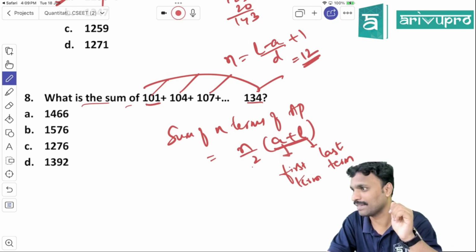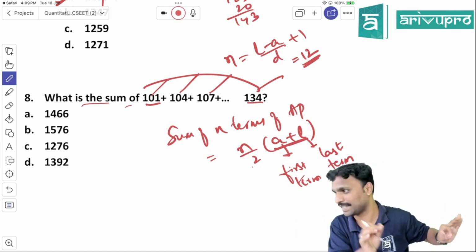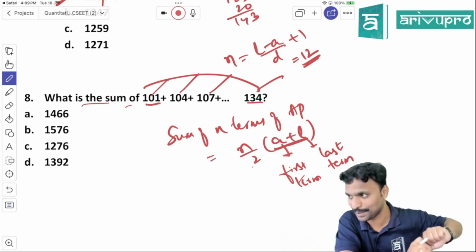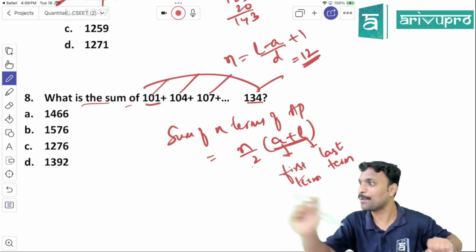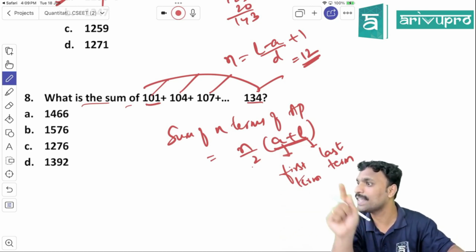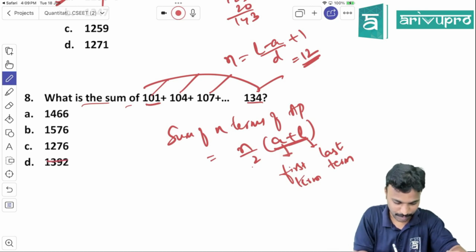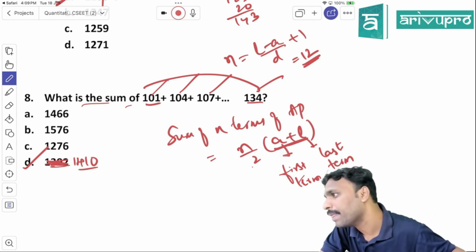80. Correct? Come again. 235 into 6. 200 into 6, 1200. 30 into 6, 180. 1380. 5 into 6, 30. 1380 plus 30, 1410. One of the options is given wrong. It's 1410. Option D is the right answer.